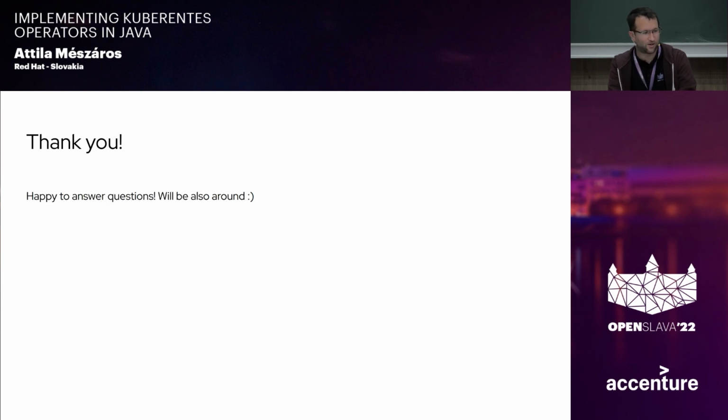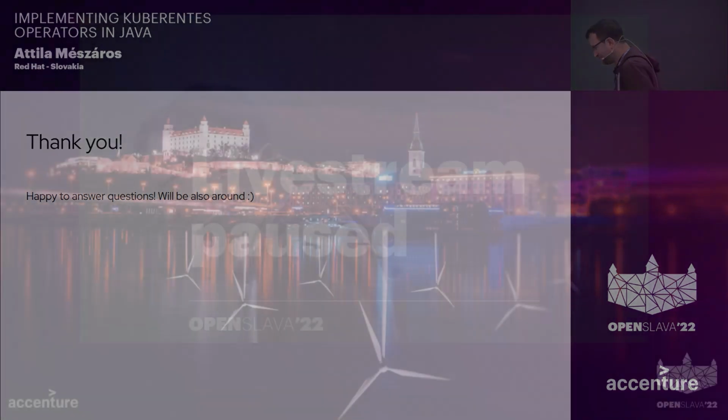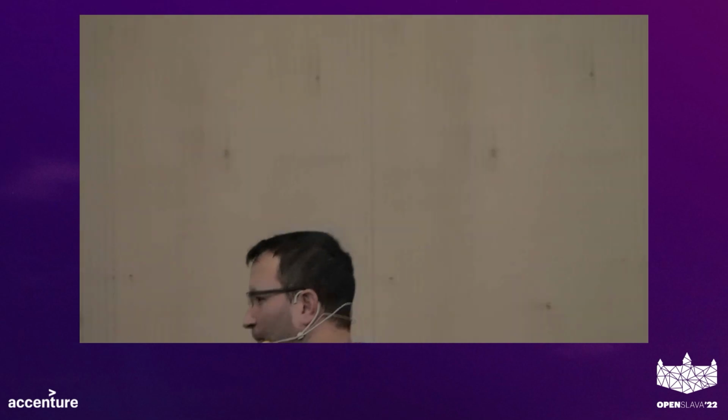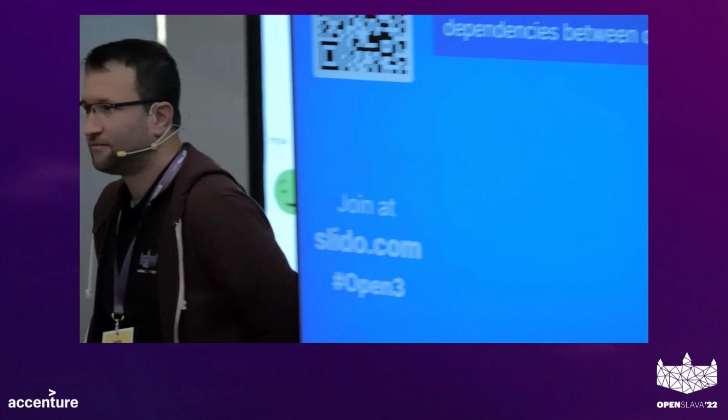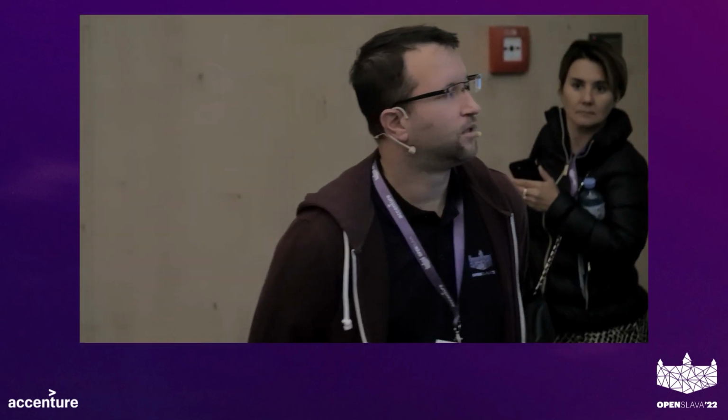Okay, I was faster than expected, so we have a bunch of time for questions. Oh, here is the first question. You can read it. What are the efficient ways of managing data, I guess, or network dependencies between different custom resources?